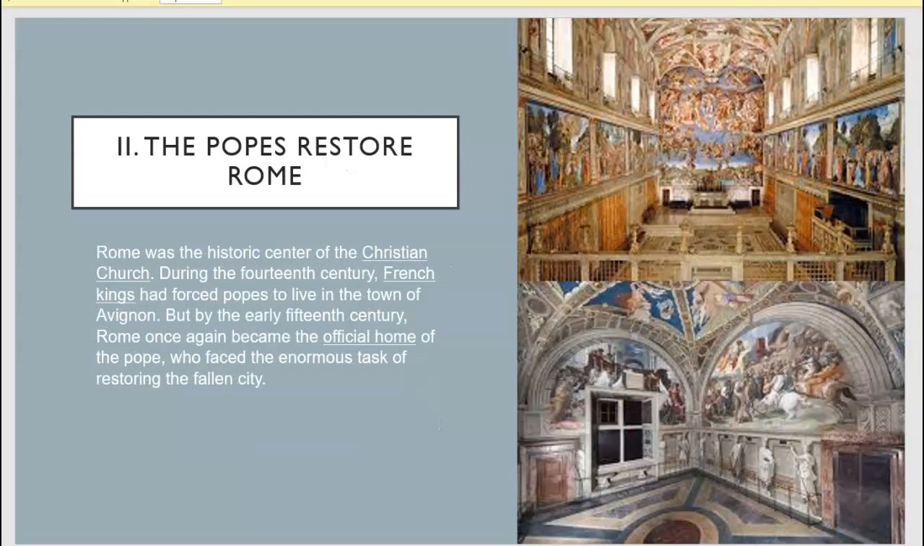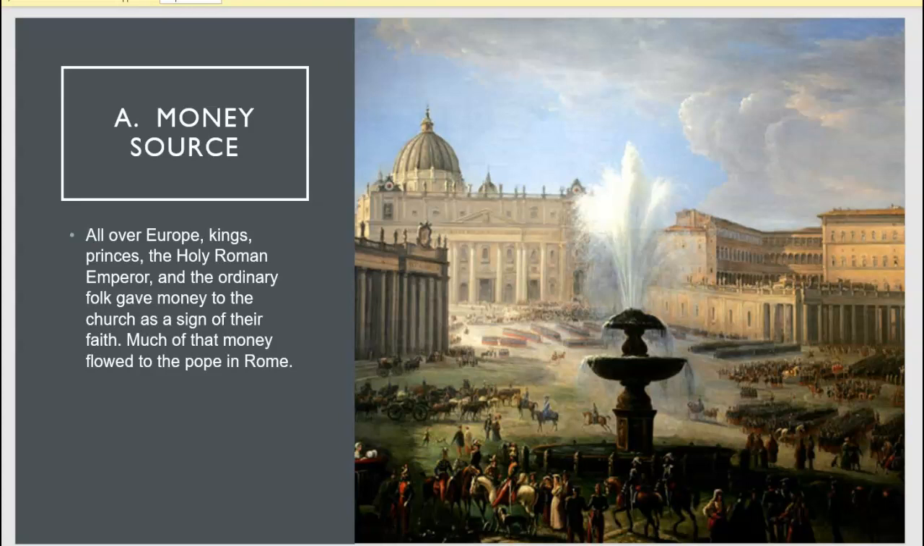The popes restore Rome. Rome was the historic center of the Christian church. During the 14th century, French kings had forced popes to live in the town of Avignon. By the early 15th century, Rome once again became the official home of the Pope, who faced the enormous task of restoring the fallen city. Money source. All over Europe, kings, princes, the Holy Roman Emperor, and ordinary folk gave money to the church as a sign of their faith. Much of that money flowed to the Pope in Rome.